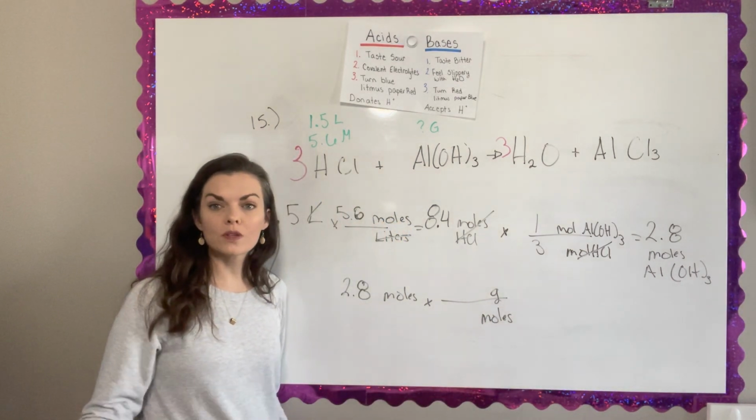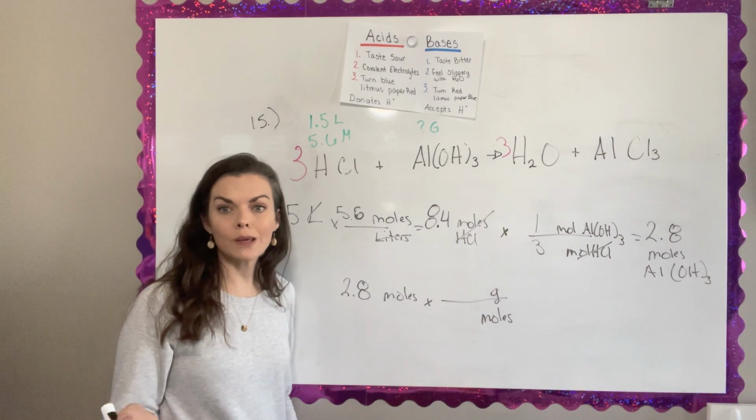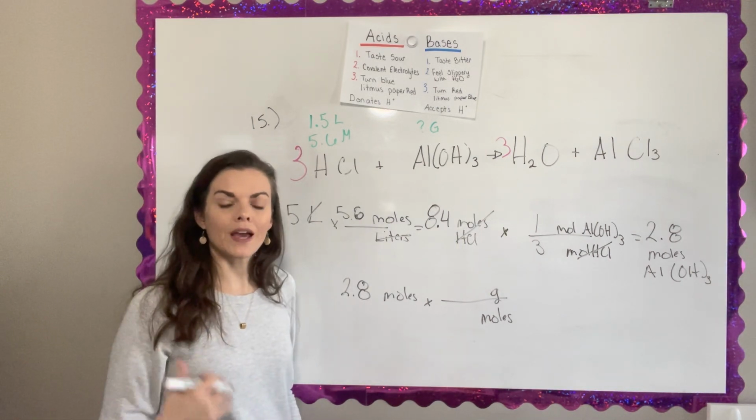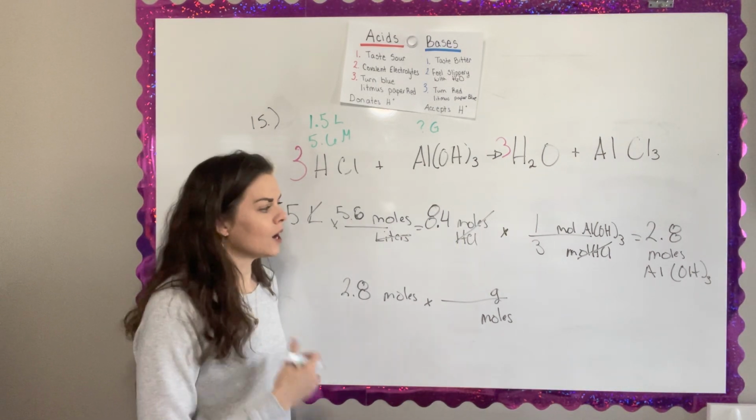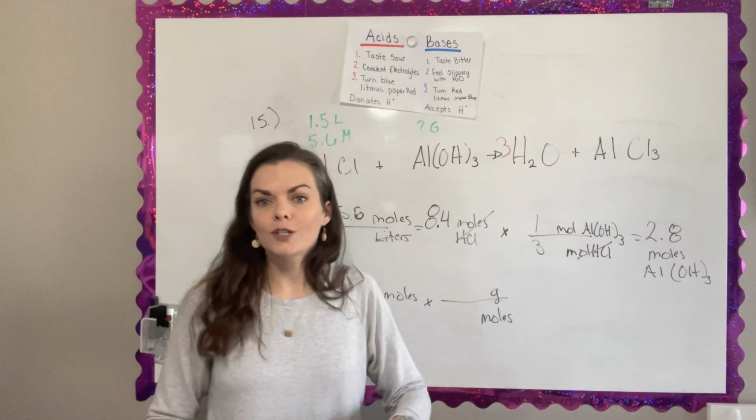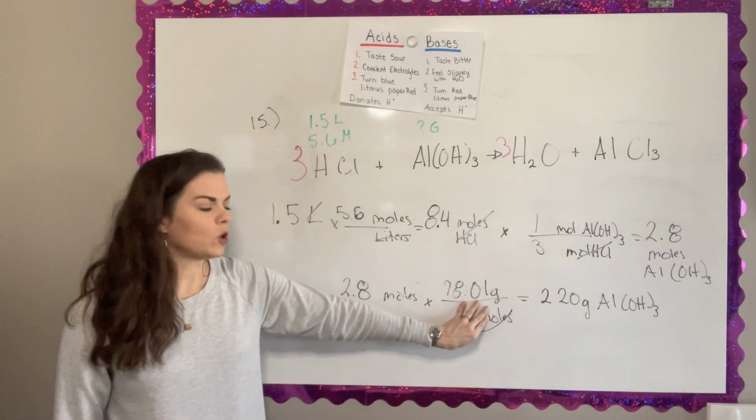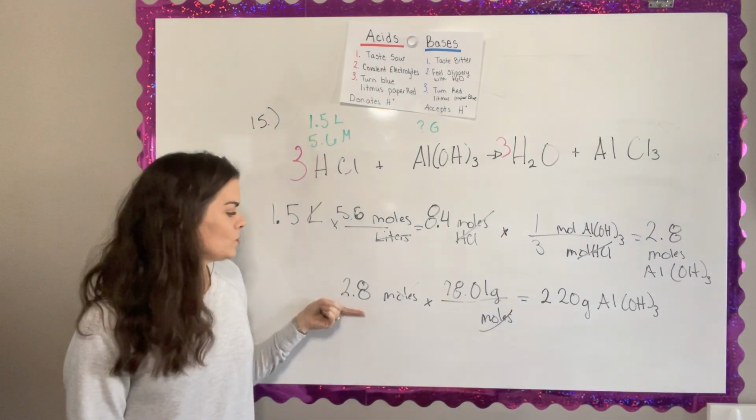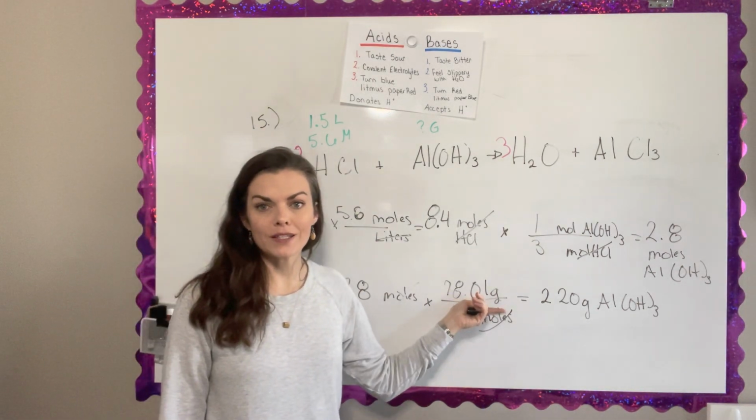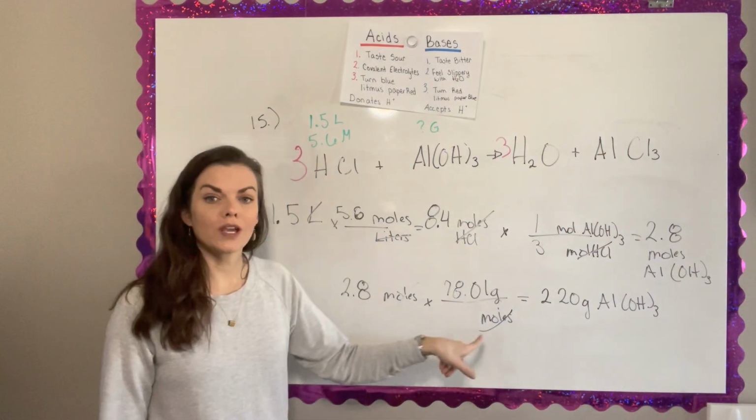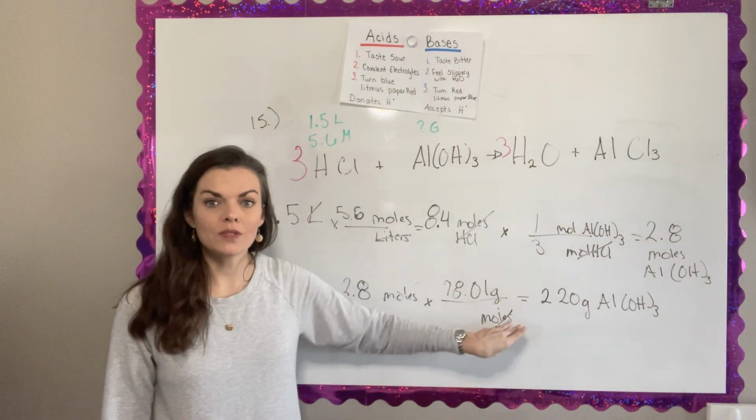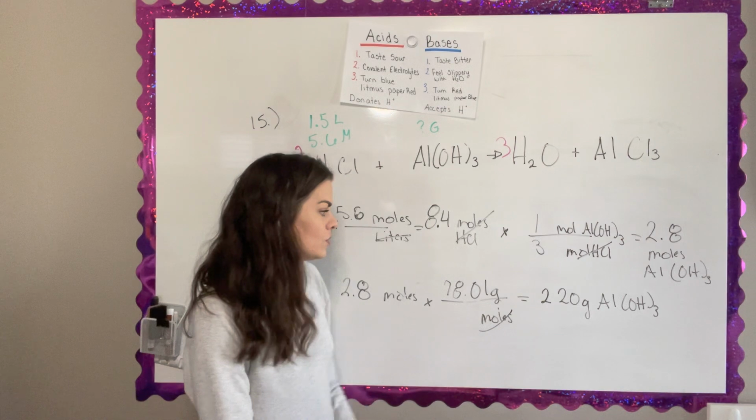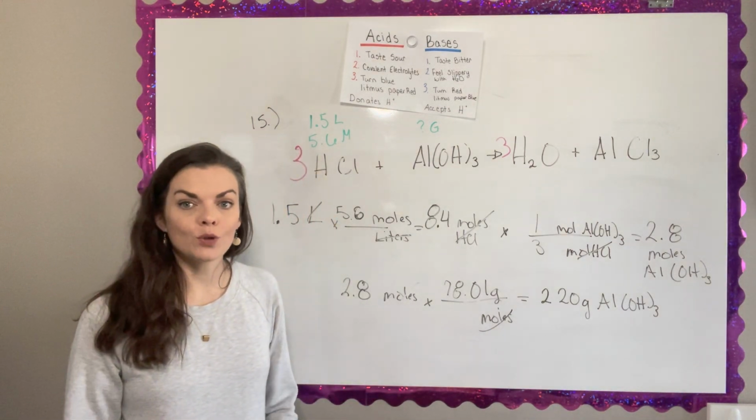And so if you'll remember, this is your molar mass from the periodic table, and it's been a minute since we've had to add these up. So go ahead and add up an aluminum and 3 hydroxides. And when you add up your molar mass from your periodic table, you get 78.01. And so if you take 2.8 and you multiply it by 78.01, your moles cancel out and your units are grams. And so you're going to end up with a result of 220 grams of aluminum hydroxide.